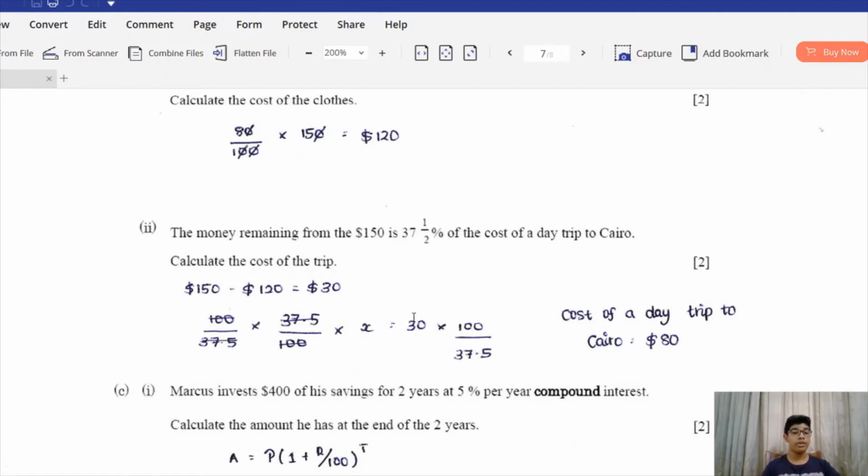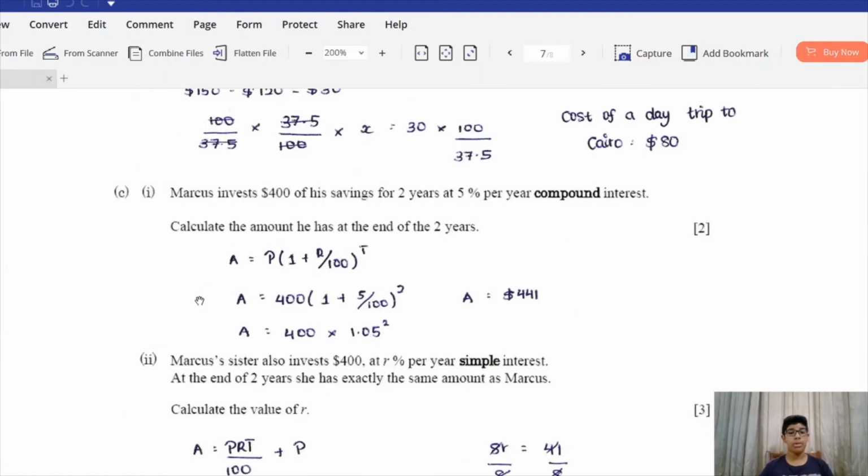So 37.5 over 100 multiplied by a certain amount, the day trip to Cairo, is 30. So now we're just going to reciprocate the fraction and multiply it by both sides. So we're going to multiply both sides by 100 over 37.5 so as to isolate x, and we should get that the cost of a day trip to Cairo, or x, is $80.